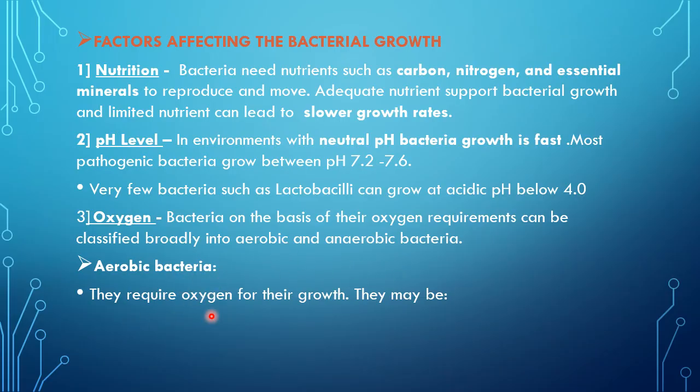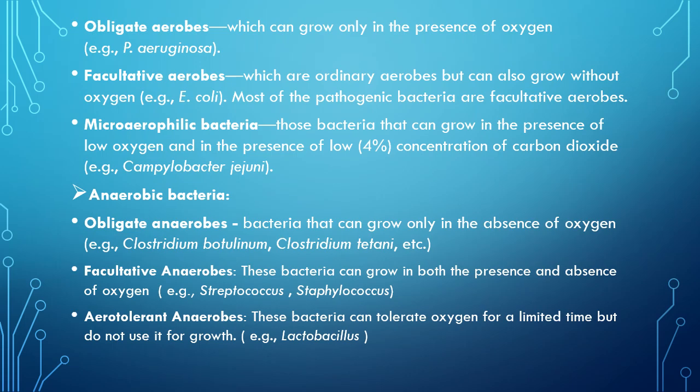They require oxygen for their growth. Okay, so only in the presence of oxygen will they grow, and hence we call them aerobic bacteria. Now, aerobes are of three types. First is obligate aerobes, which can grow only in the presence of oxygen.